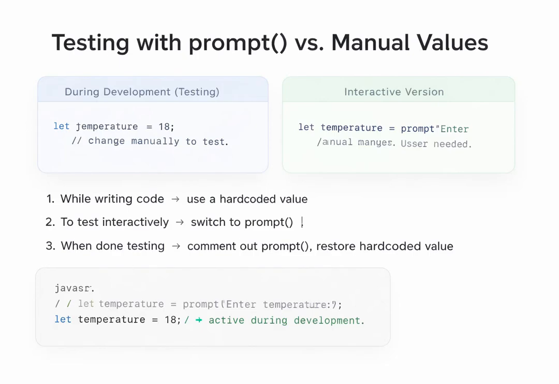Here's a practical workflow tip. While you're writing and testing your code, it's easier to just hard code a value. Set temperature to 18, run it, see what happens. Change it to 38, run it again. But once your logic is working, you can switch to using prompt, which pops up a dialog box asking the user to type in a value. That makes it interactive. The recommended approach is use a hard-coded value while building, switch to prompt when you want to test user input, and use code comments to toggle between the two. This way, you're not constantly refreshing and retyping values.